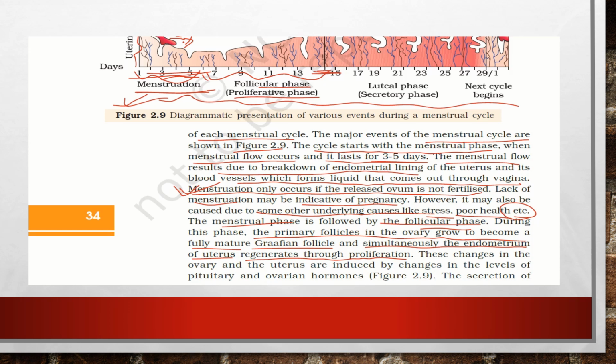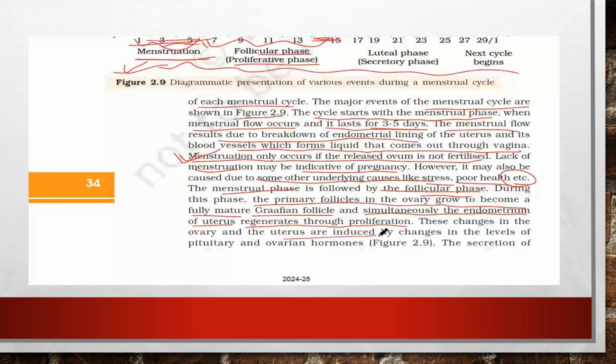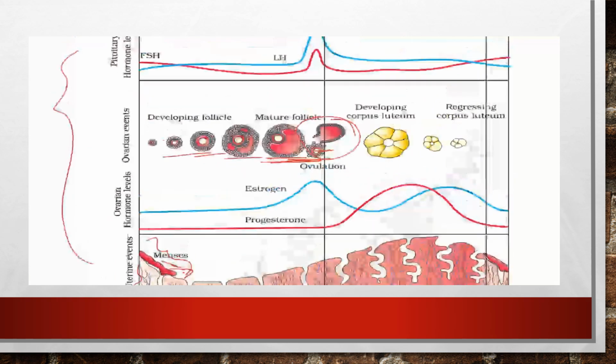Now these changes in the ovary and the uterus are induced by the changes in the level of pituitary and ovarian hormones. So this regeneration of the uterus lining, the endometrium, and the development of the primary follicle into the Graafian follicle is due to the pituitary and ovarian hormones. Let us see what is happening here.